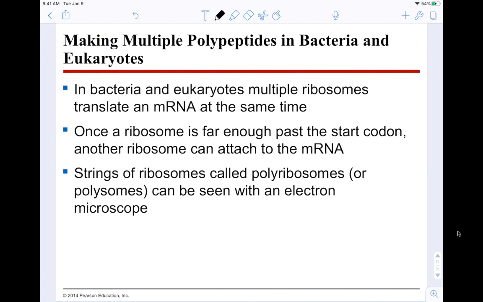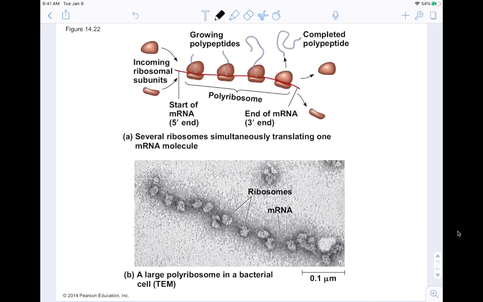So, making multiple polypeptides in bacteria and eukaryotes. In bacteria and eukaryotes, multiple ribosomes translate an mRNA at the same time. Once a ribosome is far enough past the start codon, another ribosome can attach to the mRNA and continue translating it. So strings of ribosomes are called polyribosomes or polysomes and can be seen with an electron microscope. They kind of look like little beads on a string. These are a whole bunch of different ribosomes that are translating the same mRNA. It's just a really, really long one. Again, this is in a bacterial cell.